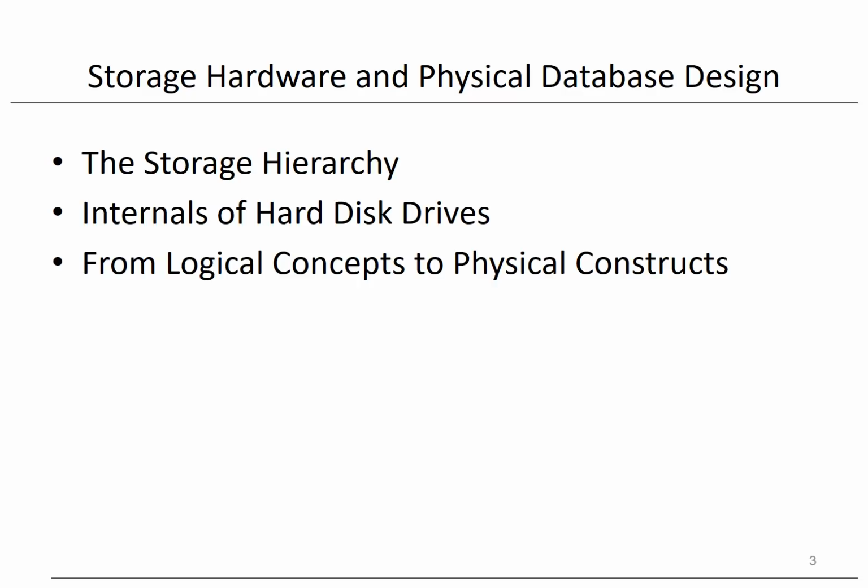Physical database design pertains to the design of an internal data model and to the way in which logical database concepts are realized physically as stored records, physical files, and ultimately a physical database. In this chapter, we assume a relational database setting unless noted otherwise. In what follows, we discuss the storage hierarchy, internals of hard disk drives, and how to translate logical concepts to physical constructs.